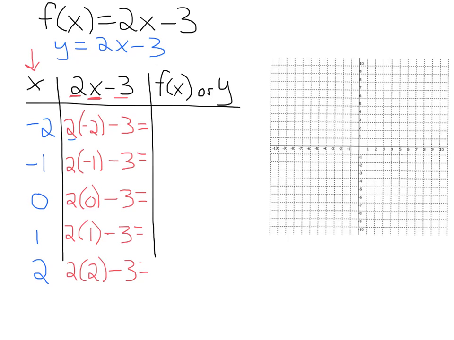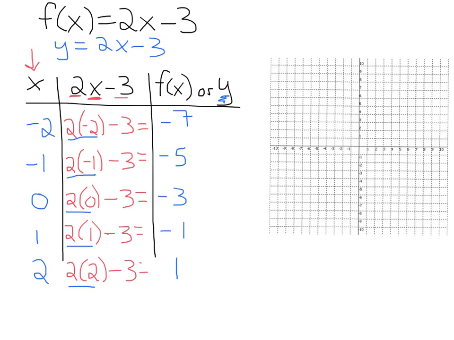So 2 times -2 is -4, minus 3 is -7. 2 times -1 is -2, minus 3 is -5. 2 times 0 is 0, minus 3 is -3. 2 times 1 is 2, minus 3 is -1. 2 times 2 is 4, minus 3 is 1. So you probably caught on to the pattern that my y values are increasing by 2.